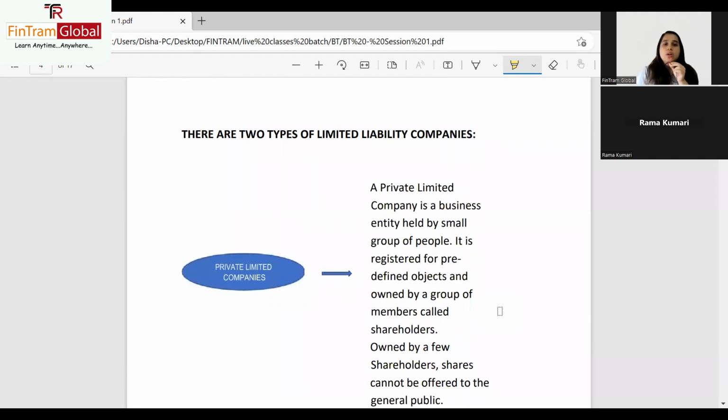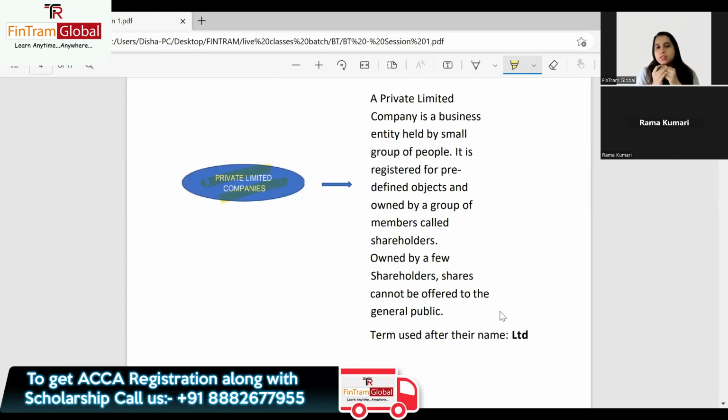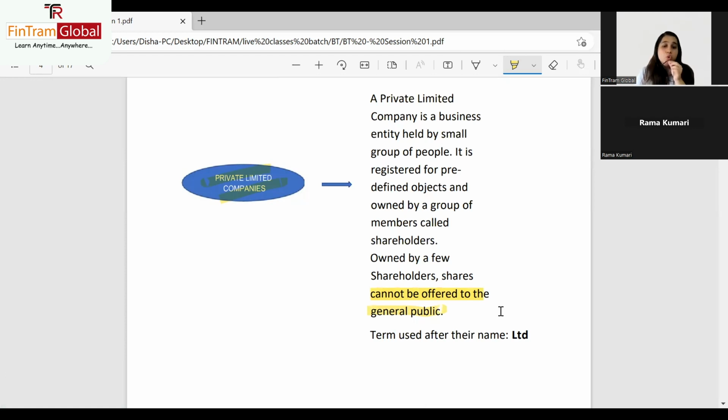We will also cover the 2 types of limited liability companies that are there. First, of course, the private limited companies. A private limited company is basically a business which is held by a small group of people. It is registered for predefined objects and owned by a group of members who are called the shareholders. So private limited companies are owned by few shareholders and the shares are not offered to the general public. This is the main thing to remember, because this is the main difference between a private and public company: in a private limited company the shares are not offered to the general public, and the term that you're supposed to use after the name of a private company is limited.